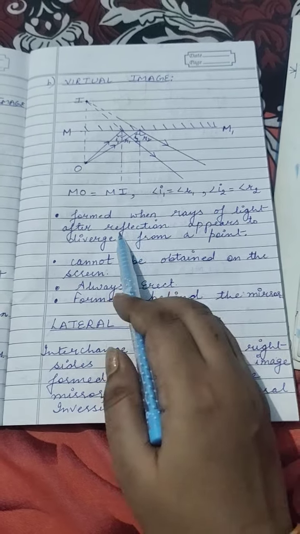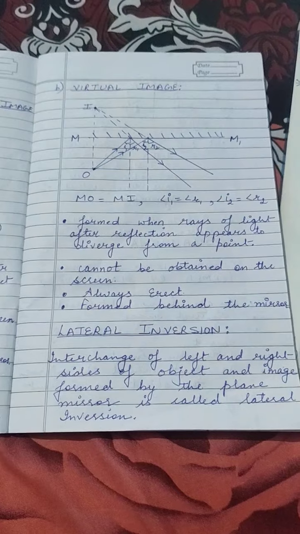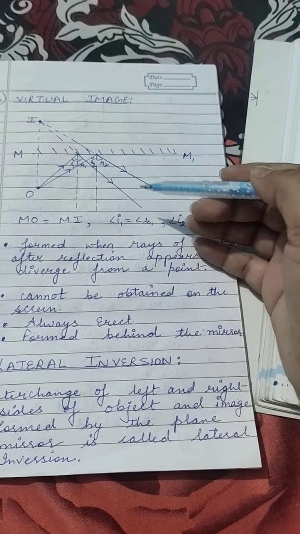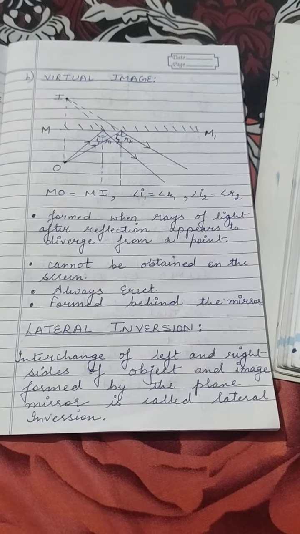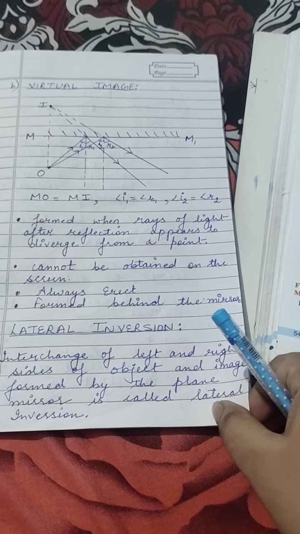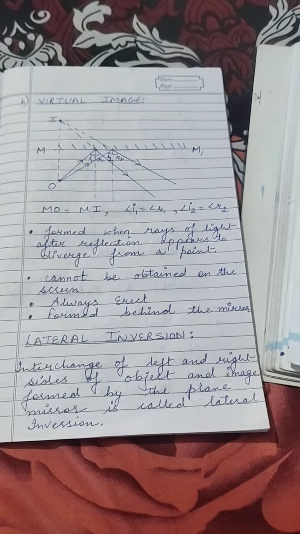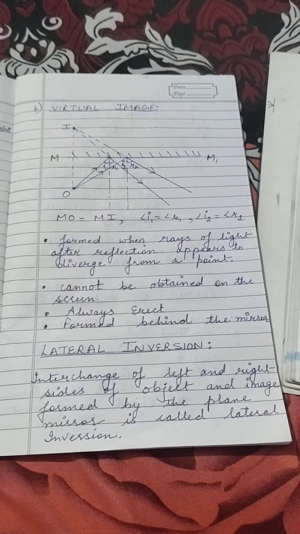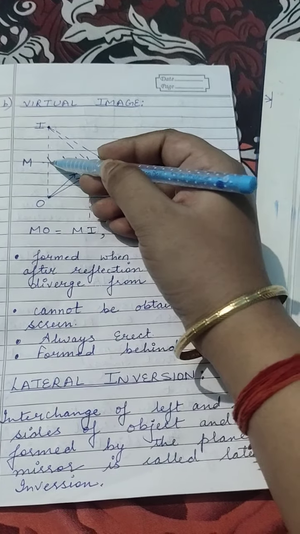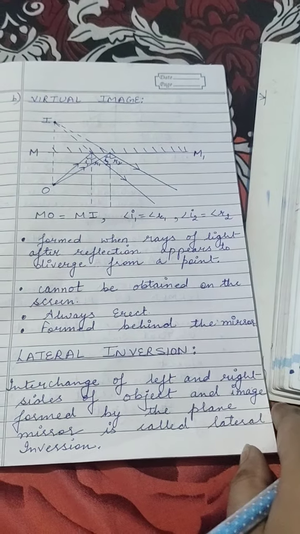So now how is a virtual image formed? When rays of light after reflection appear to diverge from a point. It is not actually diverging, but it appears. Appear means when it is produced backward, it will meet at a point. Is it clear? It cannot be obtained on the screen. So a virtual image cannot be obtained on the screen. It is always erect, and it is always formed behind the mirror. So here you can see this object is in front of the mirror, but this image is behind the mirror.